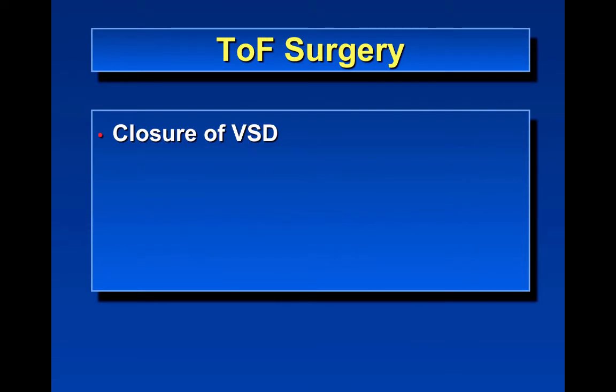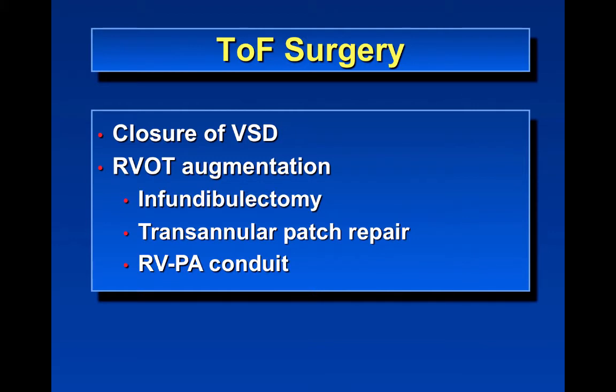So the surgery for Tetralogy of Fallot involves closure of the VSD as well as augmentation of the right ventricular outflow tract. And if the RV outflow tract or infundibular stenosis is not severe, if it's mild, then infundibulectomy can be performed. In moderate to severe outflow tract stenosis, then in many patients there is a transannular patch repair. And a right ventricular to PA conduit can also be done, especially in the setting of a severe stenosis.